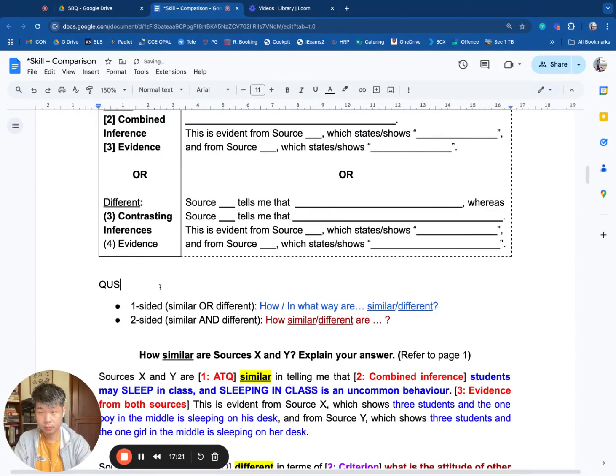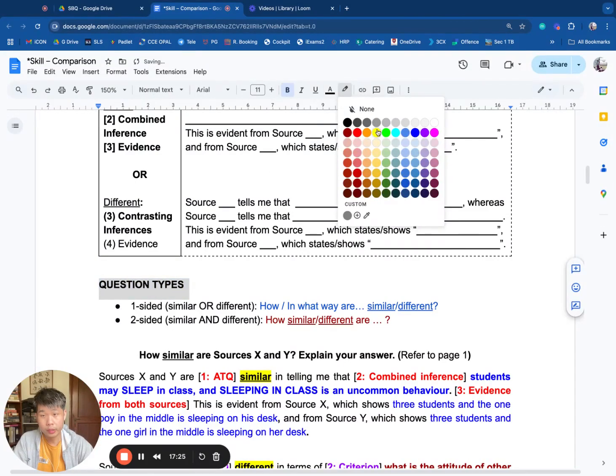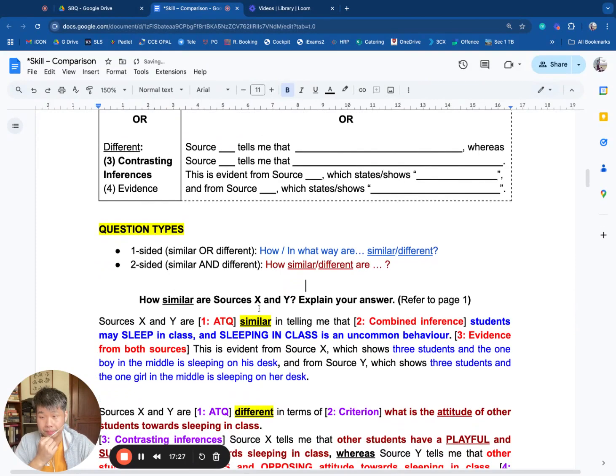These are question types. I wouldn't be too concerned with this. Essentially, in Sec 1, we start you easy. So we start you with something called a one-sided question. If the command word, similar or different, is at the end, it means that I'm just asking you for the similarity or the difference, just either one.